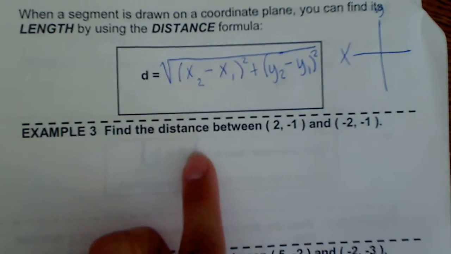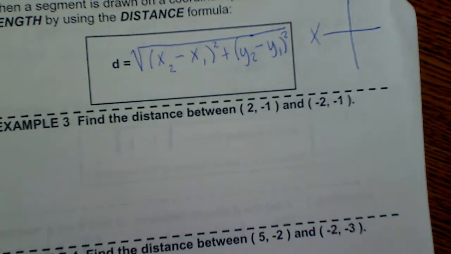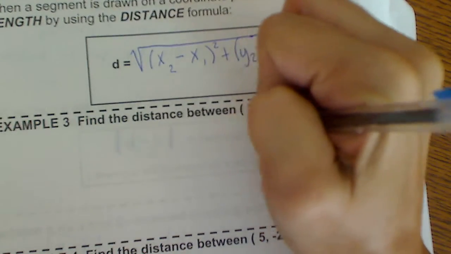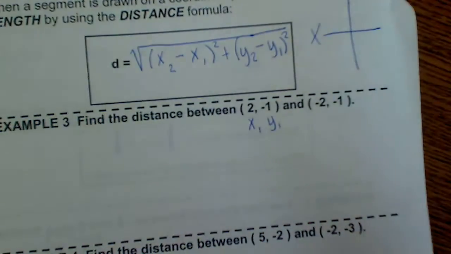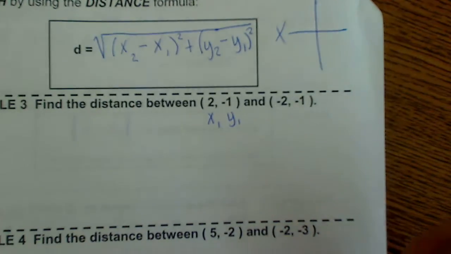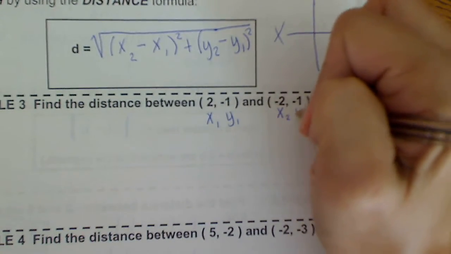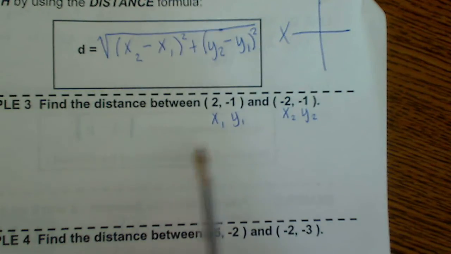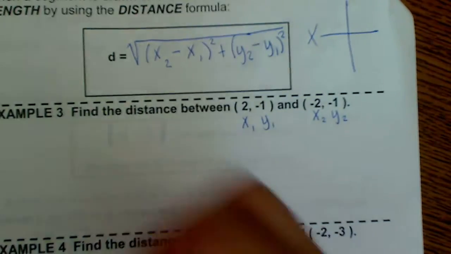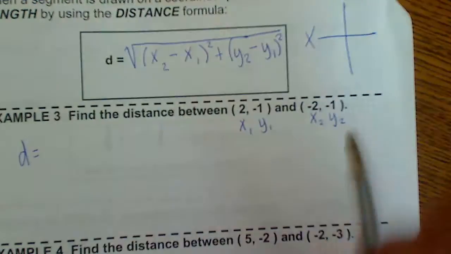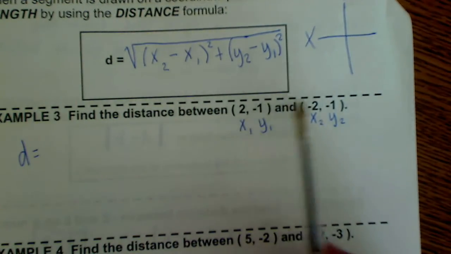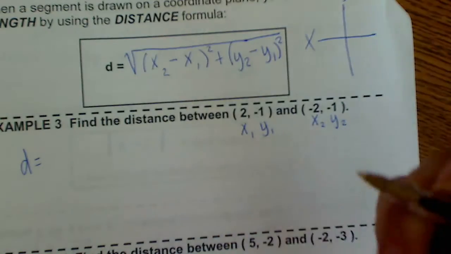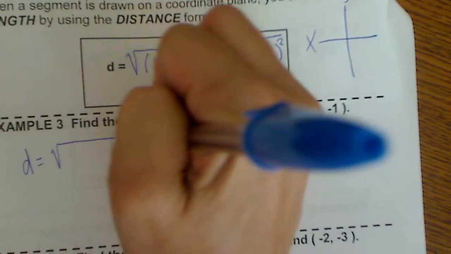All right, so if we're looking at a grid and we have one point at 2, -1, that's going to be our first X and our first Y, so label that. This is going to be our second X and our second Y, and label that. So it's not really hard, you just have to make sure you label them. Then you just substitute these numbers into your equation. So the distance from this point to this point is the square root.